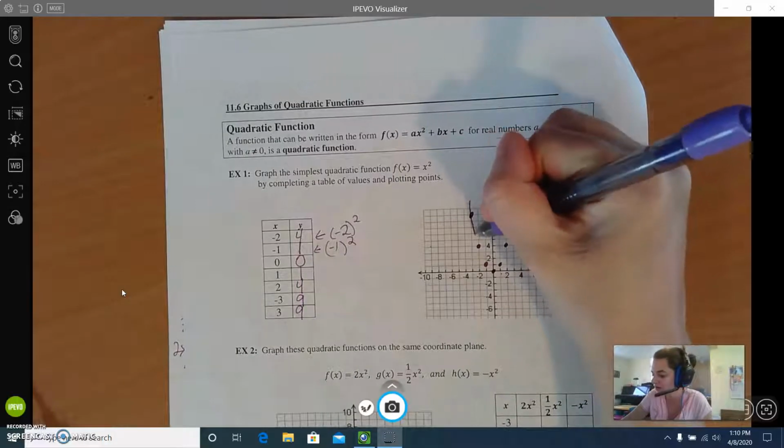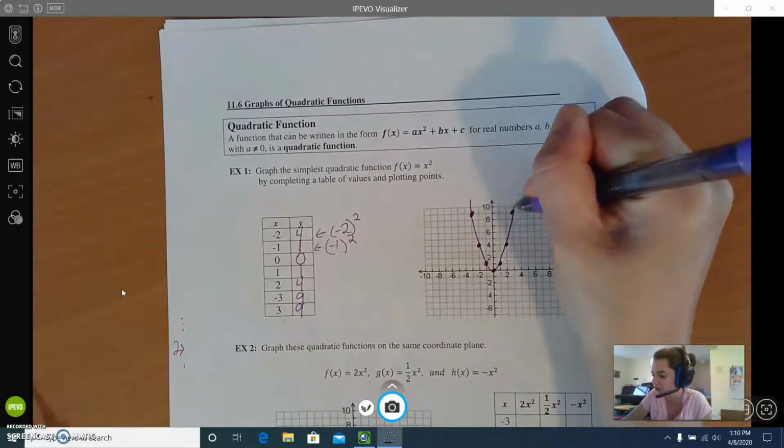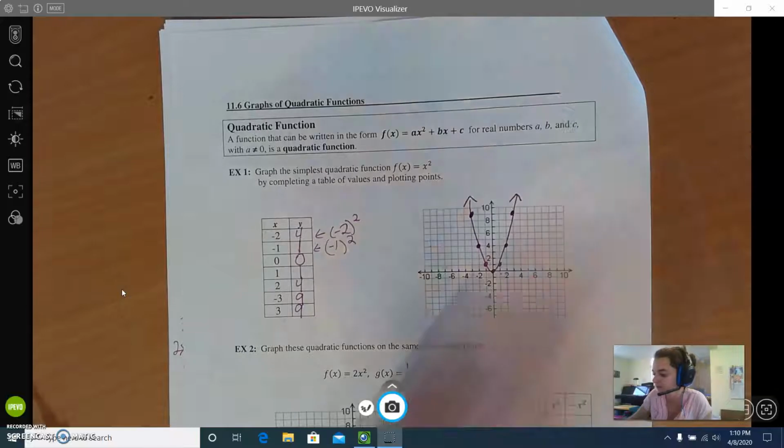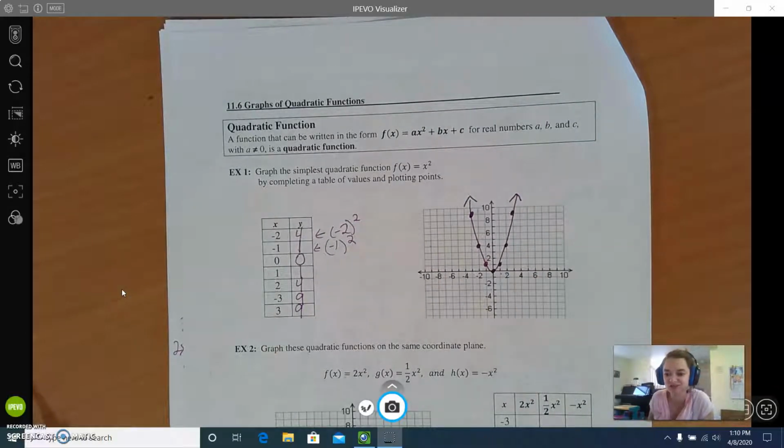What you find is that they form a U shape, which is called a parabola. I am going to put arrows because they do keep going forever in both directions. But that's generally what it looks like. It's not a V, don't make it pointy. It is going to be a U shape, and in my math lab, they do have a parabola tool.